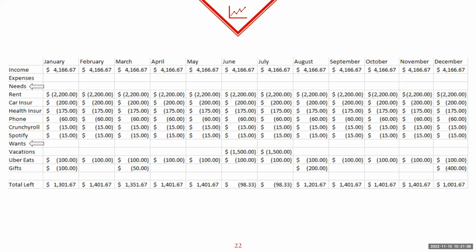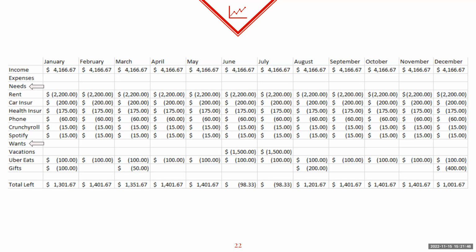So, at the top, the needs are exactly what we need to pay for each month. You need to pay for your rent, your car insurance, your health insurance, and maybe you have some non-negotiables such as your Netflix or Crunchyroll and Spotify. Your wants would be things that you want to do throughout the year, such as going on vacation, or maybe you want to eat out all the time with Uber Eats, or at least you want to have a budget for that each month.